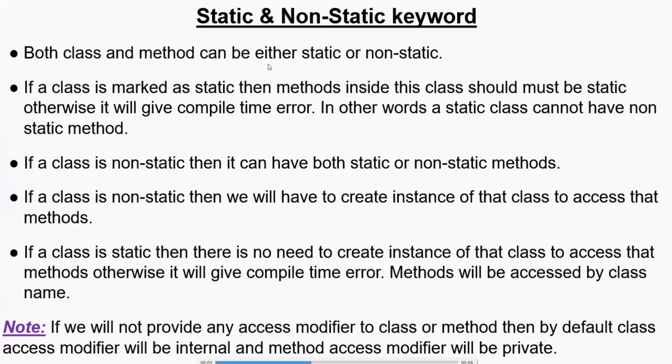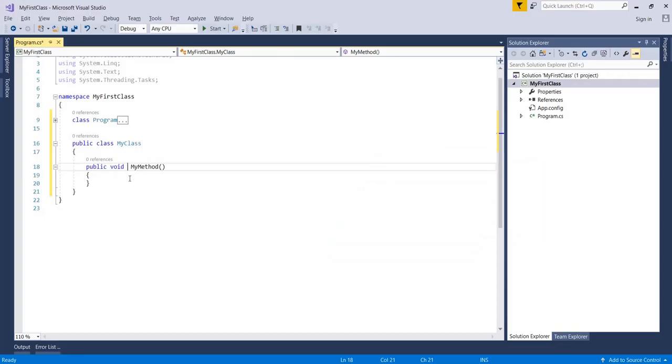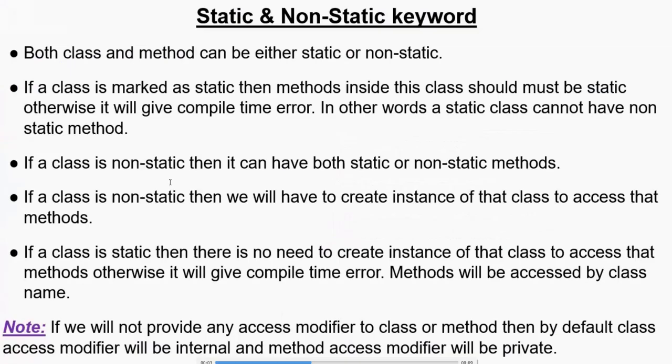Now both class and method can be either static or non-static. So how to recognize whether a class or a method is static or not? If you see, there is no static keyword used with this class. It means that this is a non-static class. In the same way, there is no static keyword with this method, so this is a non-static method.